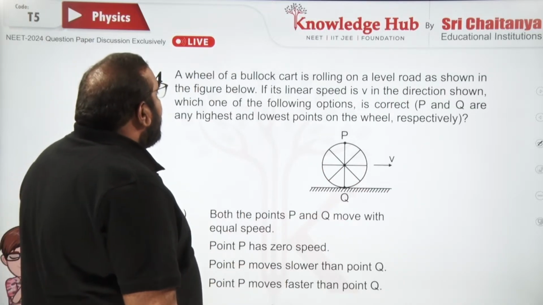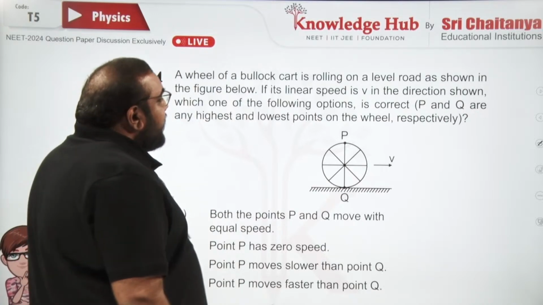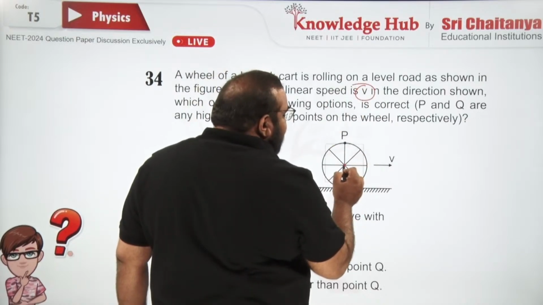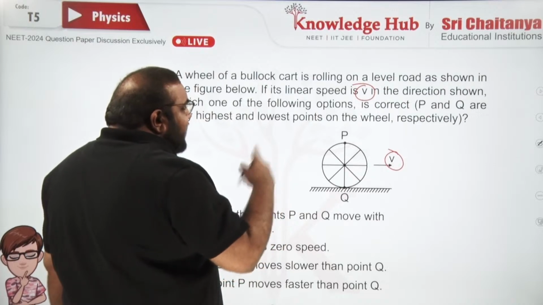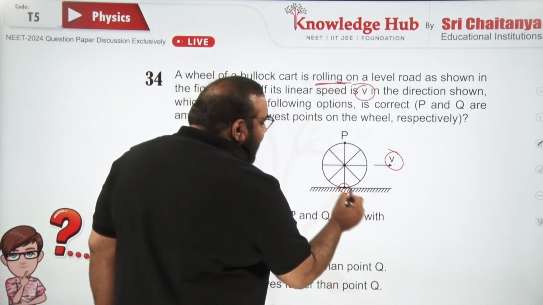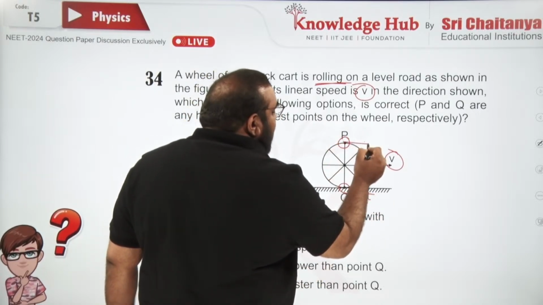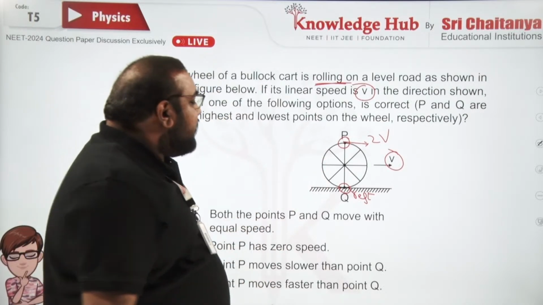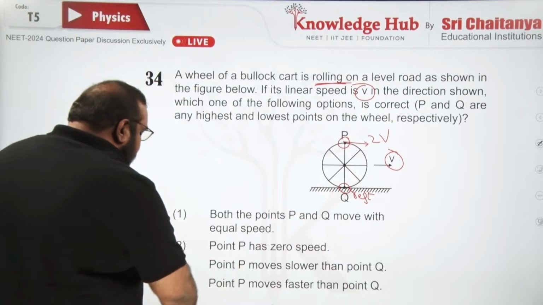Let us go for the 34th question. A wheel of a bullock cart is rolling on a level road as shown in the figure below. Let its linear speed, that is the center of mass velocity, be v. It is said that it rolls, so if you choose the ground particle, it is at rest, and relatively the topmost particle has the velocity 2v. That is the perfect pure rolling condition. So from this we could say the point P moves faster than the point Q.